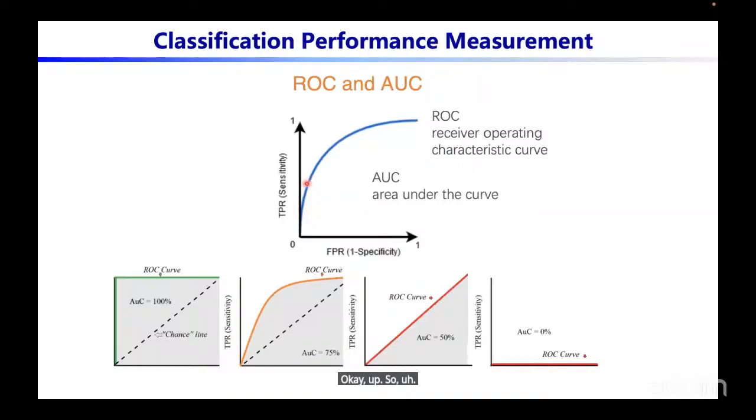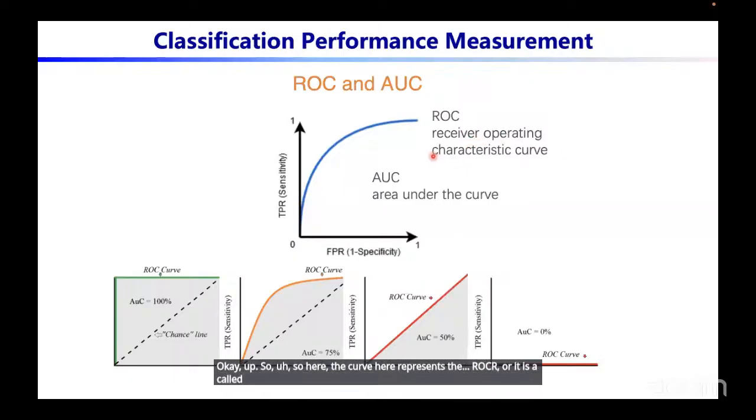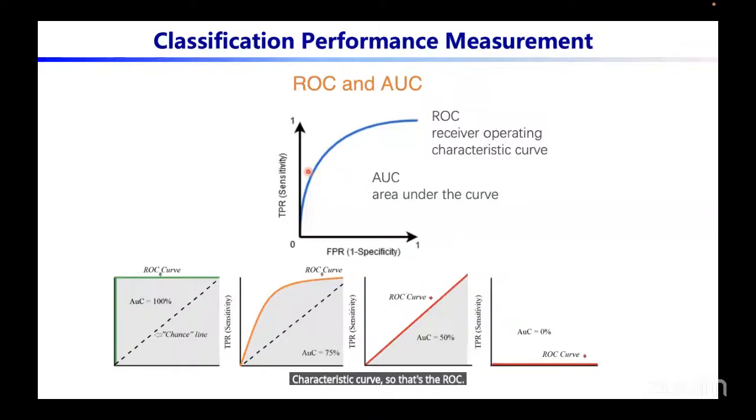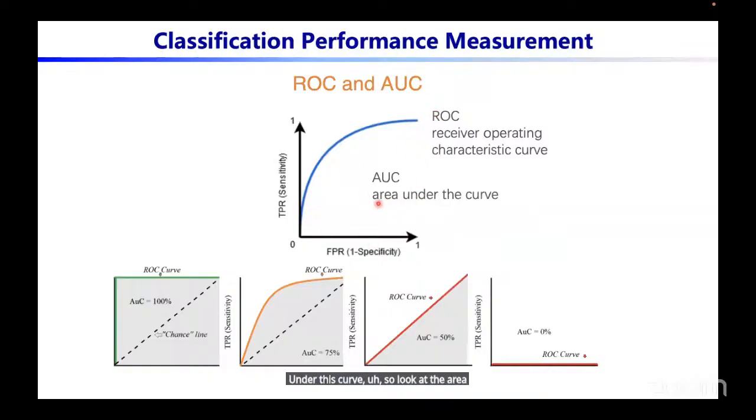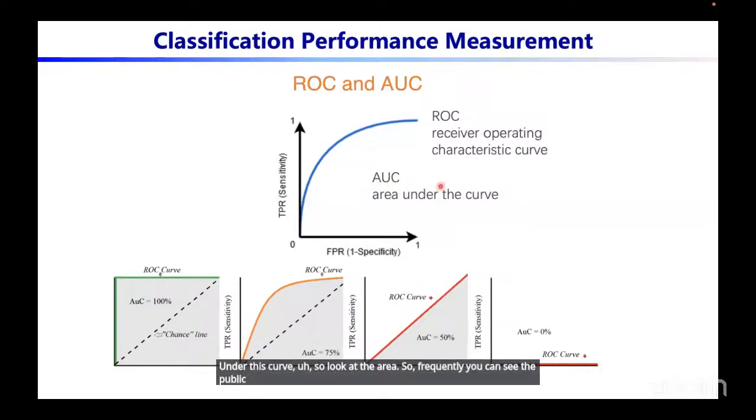So the curve here represents the ROC, or the receiver operating characteristic curve. So that's the ROC. But alternatively, people look at the area under this curve. So look at the area. Frequently you can see publications use AUC because it's easier to measure the performance, because it's closer to what we are normally familiar with.